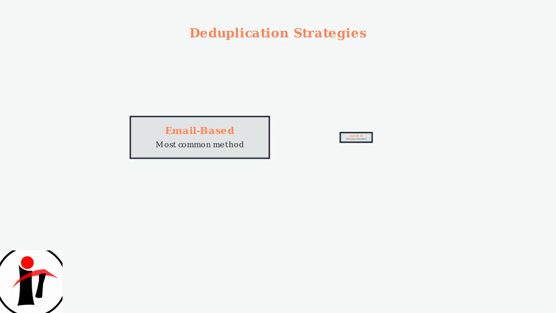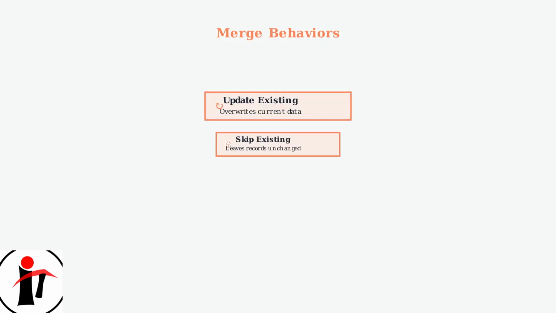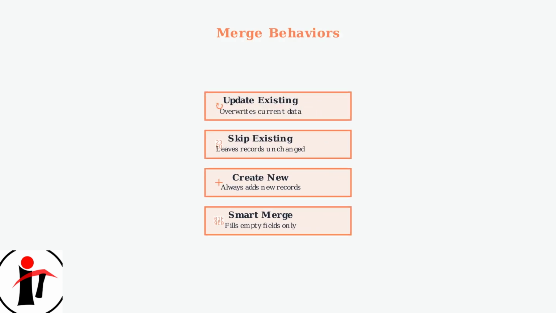Deduplication prevents duplicate contacts in your database. HubSpot offers 4 main strategies: email-based matching, custom unique identifiers, name plus company matching, and phone number matching. When duplicates are found, you can choose from 4 merge behaviors: update existing records with new data, skip existing records entirely, always create new records, or use Smart Merge to fill only empty fields.